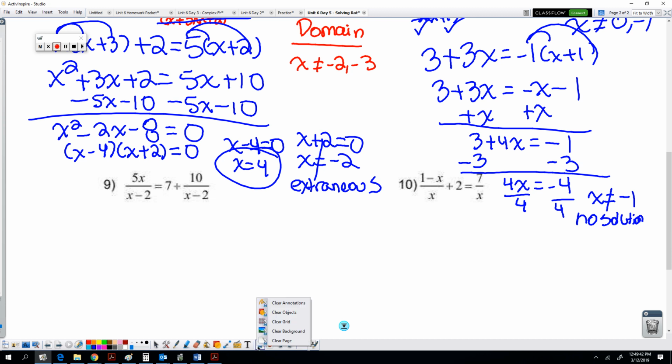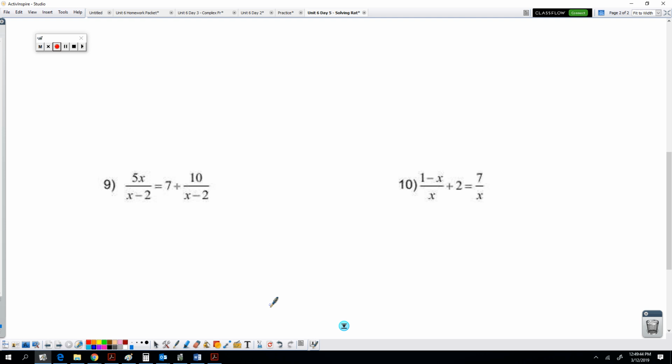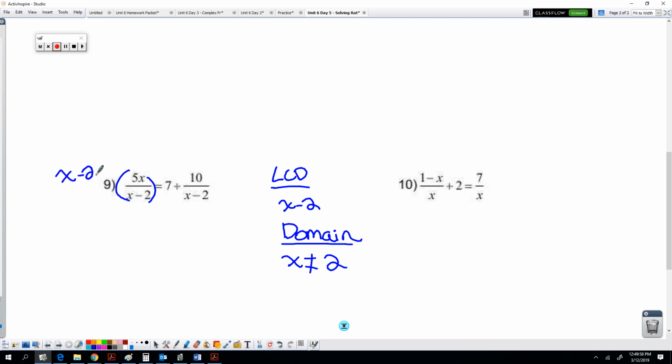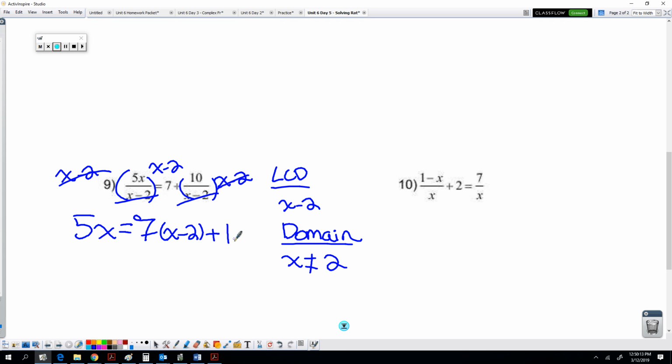All right, number 9. So what we're going to do is we're going to find my LCD is x minus 2. And now my domain is x cannot equal positive 2. So you multiply every single thing by your LCD to be able to cancel stuff out. So the first one, I'm left with 5x. I can't cancel anything out here, so I have 7 times x minus 2. And then that cancels, and I'm left with 10.